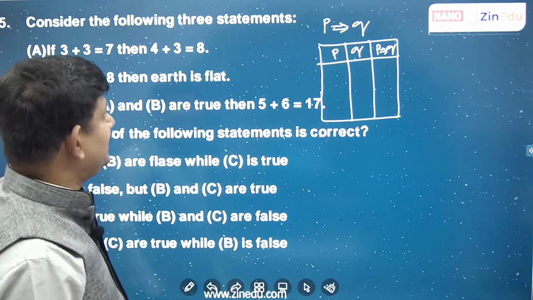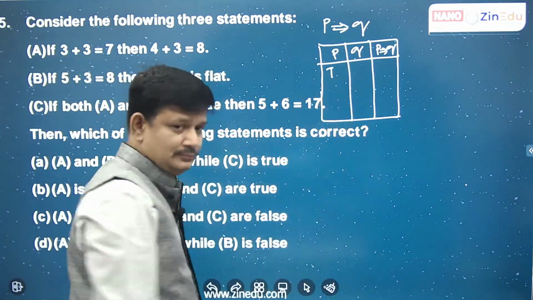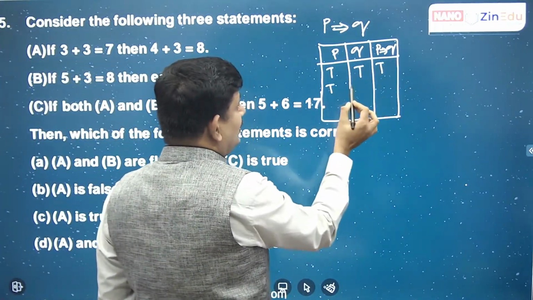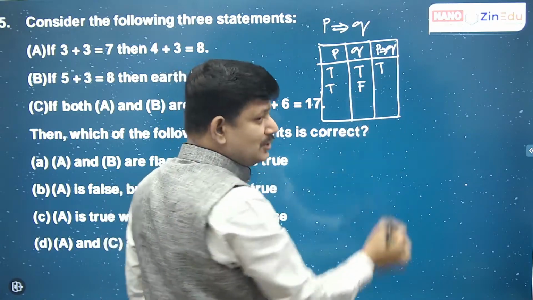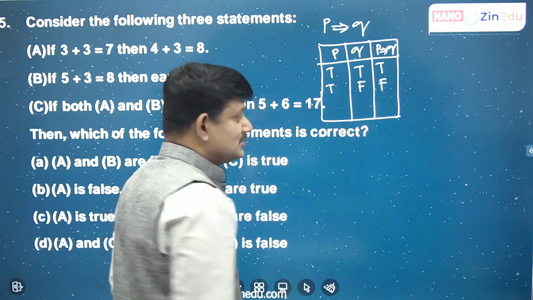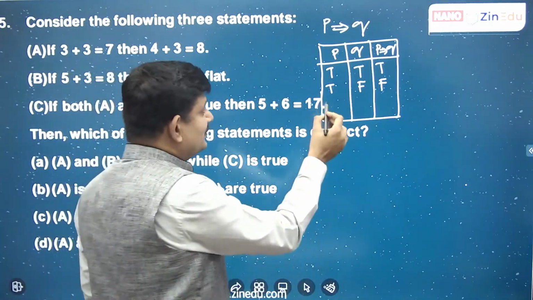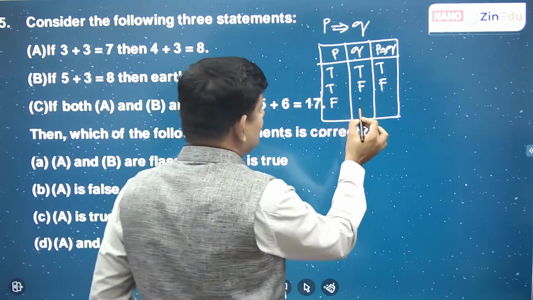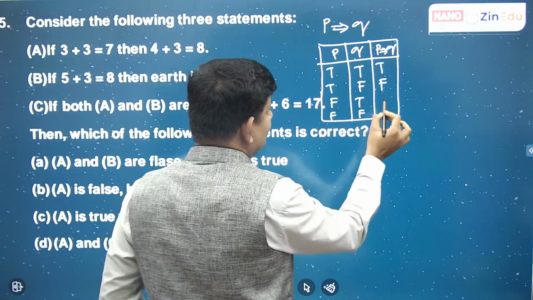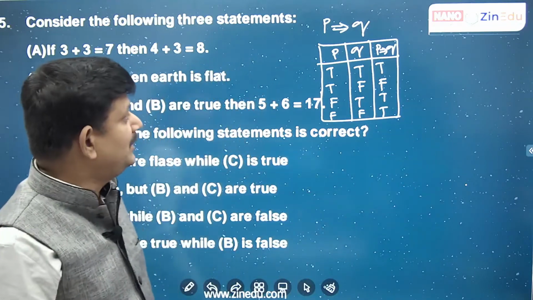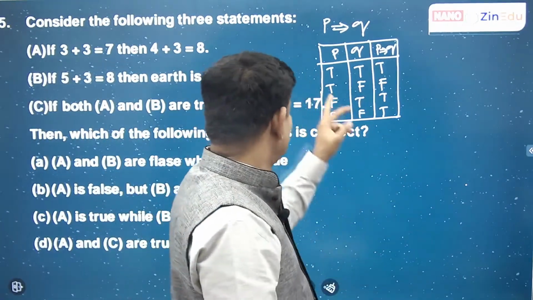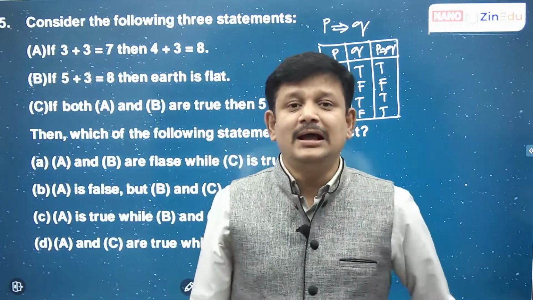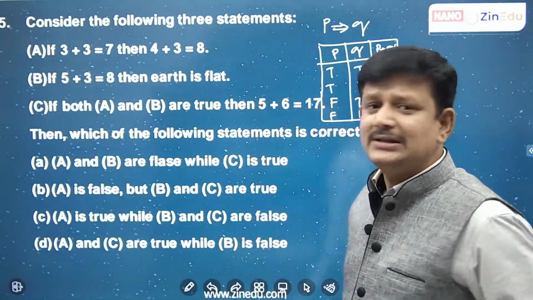If the first statement P is true, then Q has to be true. If P is true but Q is not true, this is not possible. False. For the rest, if P is false, nothing is mentioned here, so whether Q is true or false, both of them are true. They don't have any problem. So P implies Q, where exactly does the problem lie? When P is true but Q is not true, then the statement gets nullified. It will be falsified. It will become a fallacy.